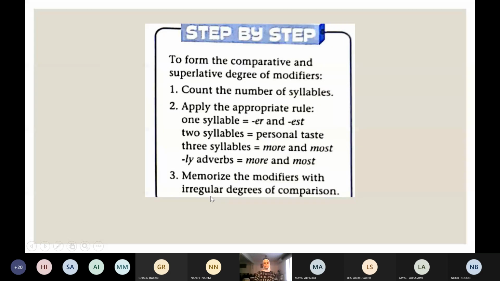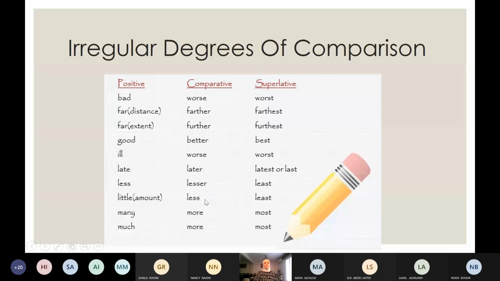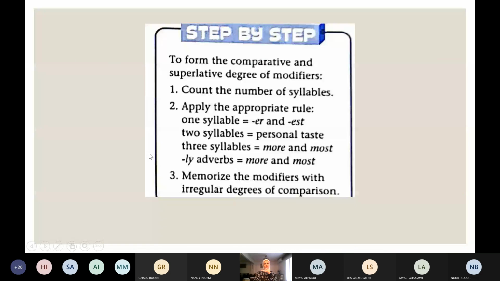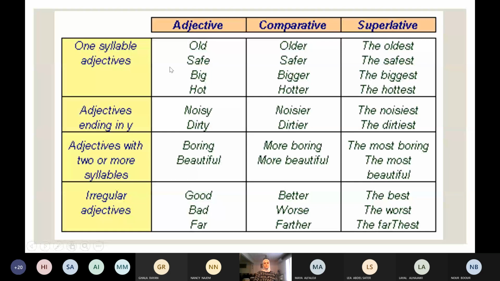Here, one syllable adjectives: old, safe, big, hot will be older, safer, bigger, hotter. You don't change the opening of your mouth. Oldest, safest, biggest, hottest. In biggest and hottest, I doubled the G and T because there is a vowel before it. Adjectives that end in y, like noisy, dirty: noisier, dirtier. It is not written in your book, but I wanted you to know it: ugly, uglier, the ugliest, noisier, the noisiest.